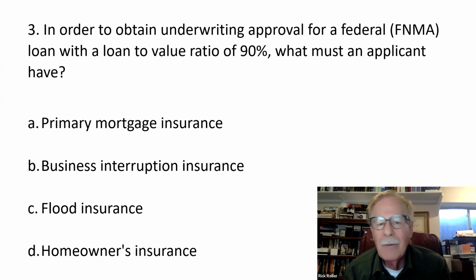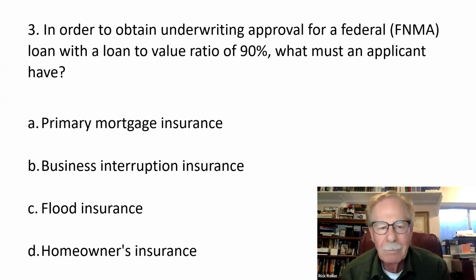But in order to obtain underwriting approval for a federal Fannie Mae loan with a loan to value ratio greater than 90%, what must the applicant have? What do you think? Well, just what we were talking about, primary mortgage insurance. Mortgage insurance that says that if that primary loan goes into default, someone else will be there to share the risk, which lenders like. They don't want the whole risk.